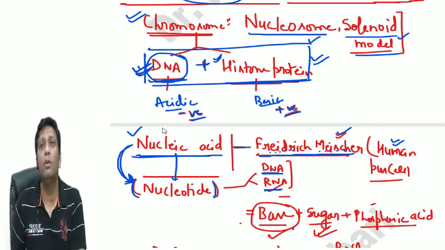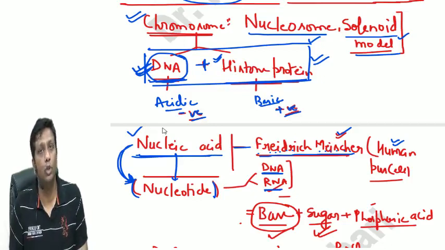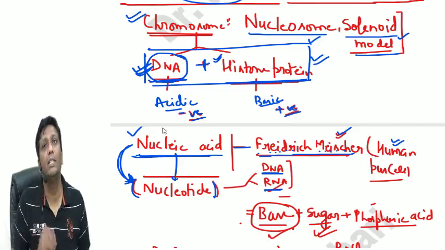So which type of nucleic acid here, guys? DNA and RNA both. So two types of nucleic acid and nucleotide. But which nucleic acid is present inside a human chromosome? Then your answer is DNA.